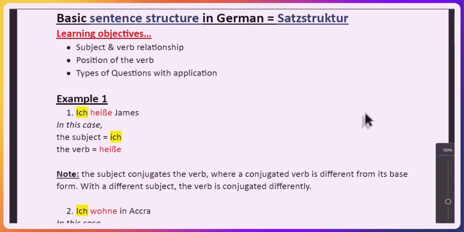For today's lesson, we are going to discuss the basic sentence structure in German, how to construct or understand a sentence in German. I know most of us are struggling to understand these basic sentence structures, and today I want to open your eyes to how they are done in German. It's very simple. This is the basic one we are doing today.